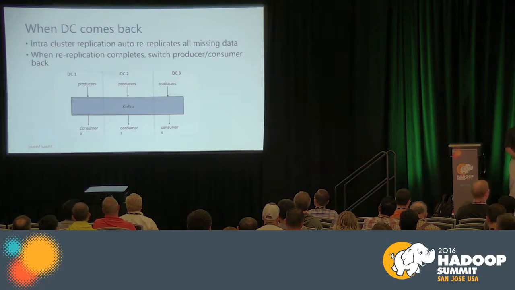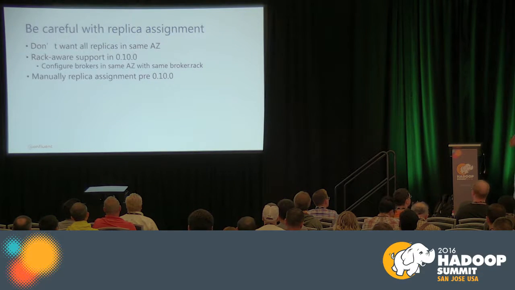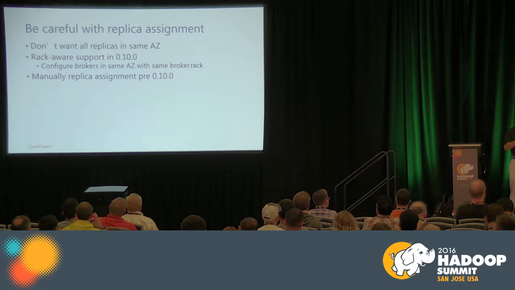Okay, so with this setup, one of the things you have to be a little bit careful about is the replica assignments. One of the things you don't want to happen is to have all the replicas for a given topic partition in the same data center or in the same availability zone. What this means is if you lose an availability zone, you are losing all the replicas, right? You're not getting the protection that you wanted.